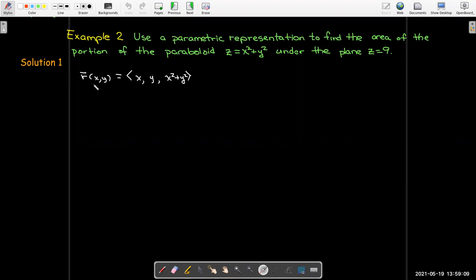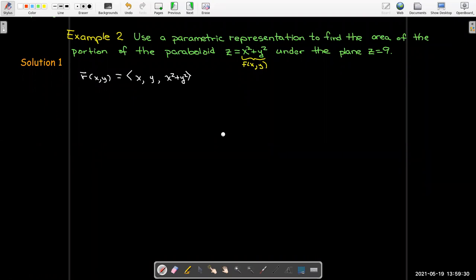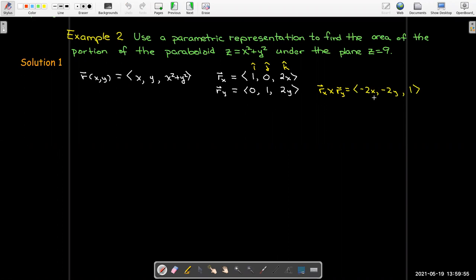So our first representation is just going to use x and y as parameters. z is actually a function of x and y. And so I could just write it using this parameterization. Then we would find the partial of r with respect to x, the partial of r with respect to y, and calculate that cross product. So I wrote these vectors under each other to save a little bit of space. I'll just put my i, j, and k up there, and then treat that like a determinant to calculate the cross product. So I get component functions, then, negative 2x, negative 2y, and 1. So the length of that cross product is radical 4x squared plus 4y squared plus 1.